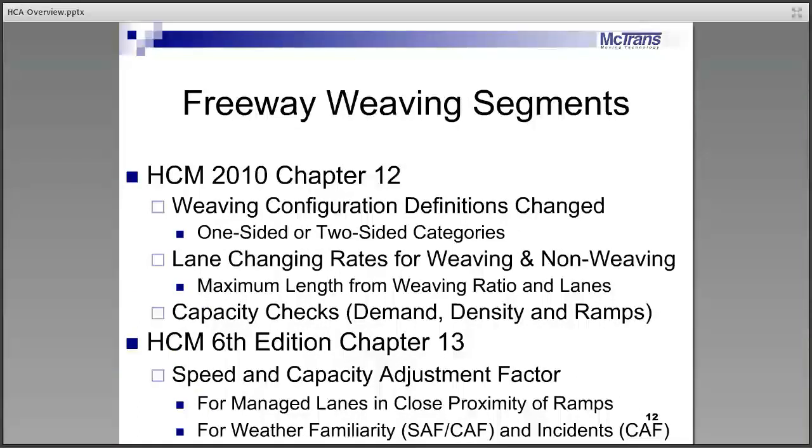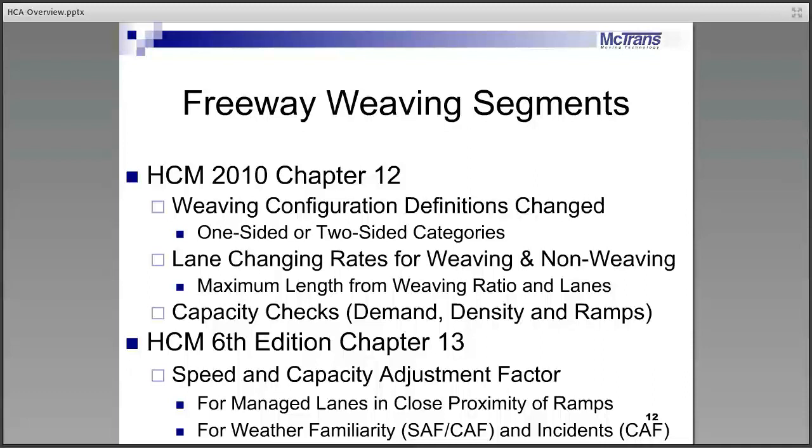In freeway weaving in 2010, as I said, the whole chapter was totally redone. But you can still do one-sided, two-sided weaves. You have a dynamic maximum weaving length, which is a function of number of lanes being used and the percentage traffic weaving. That's new in 2010. You check capacity of the weaving segment based on demand and density, and also check the capacities of the ramps.